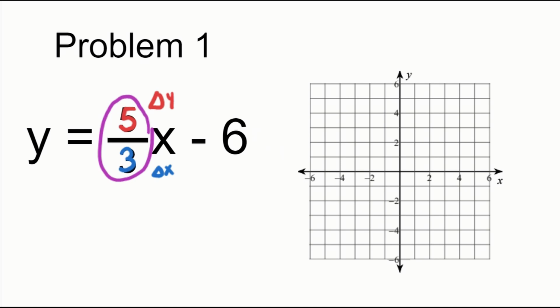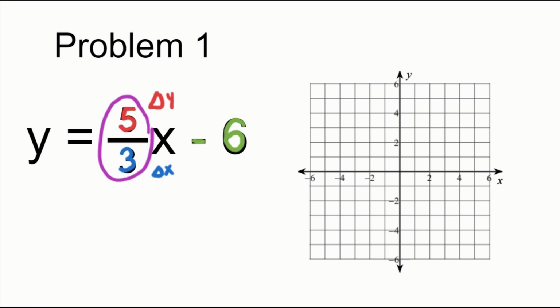Looking back at the equation, which part refers to our y-intercept? Notice that we have this constant 6 that is by itself. So 6 is going to be our y-intercept. But we need to be careful. Notice that there's a minus sign here. So our starting point is actually going to be at negative 6.